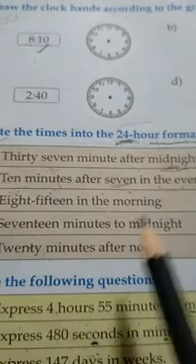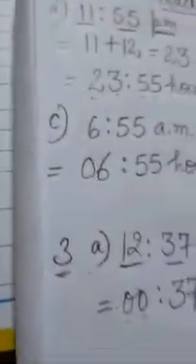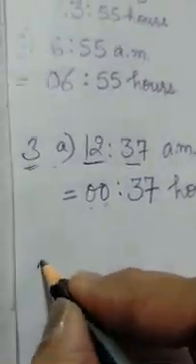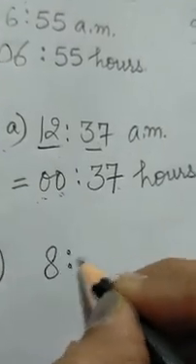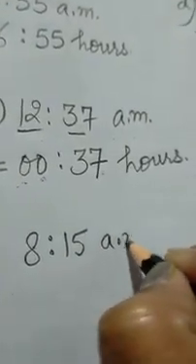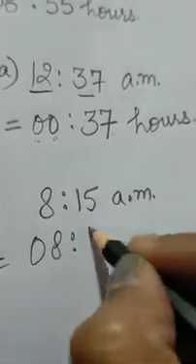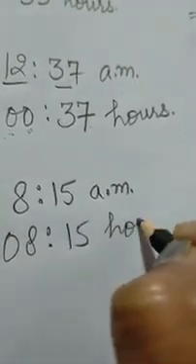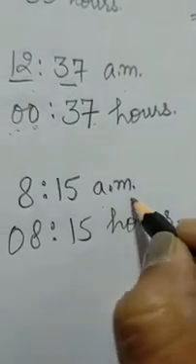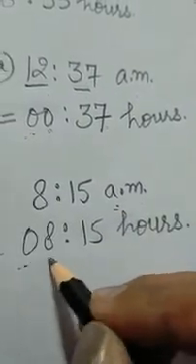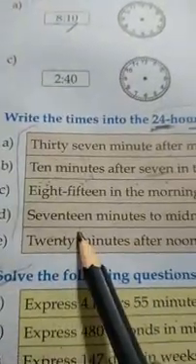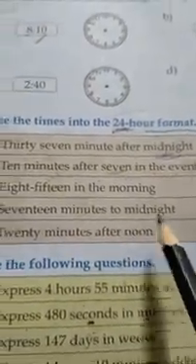Now next is part C. 8:15 in the morning. Firstly we will write what will be the time according to the 12-hour clock. 8:15 in the morning means AM. Now according to the 24-hour clock, what will be the time? The same time will be here because AM is written, and whenever AM is there, we do not add 12.